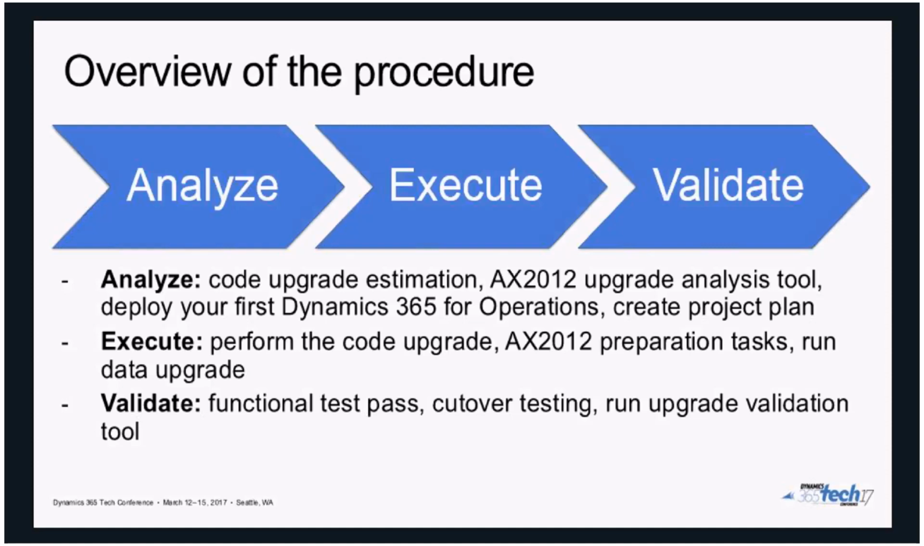After you have a project plan and it's approved by the customer, then comes the execution phase. That's when you actually perform the code upgrade. You adjust your current existing code and rewrite some of the code to, for example, move to extensions and similar D365 concepts. Run AX2012 preparation tasks to prepare for the upgrade and run the actual data upgrade as part of your project. After that's done, you move to the validation phase.